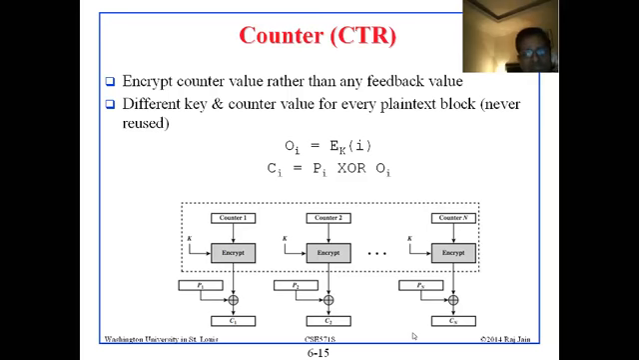One of the most common methods is the counter method. In the counter method, rather than feeding back from one stage to the next stage, we take counters which are incremented every time, and the counter is encrypted, then it is exclusive OR with the plain text, and you get the ciphertext. So now you can see that depending upon the value of the counter, the same plain text will result in different ciphertext.